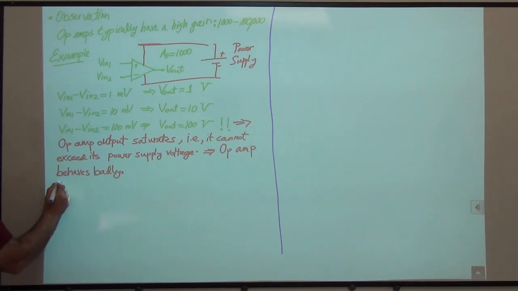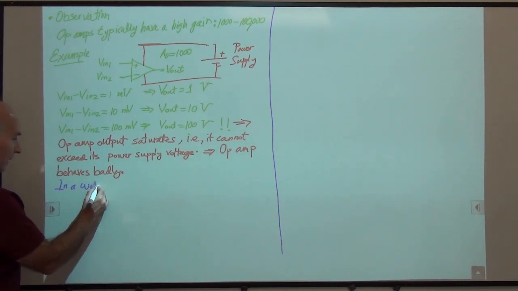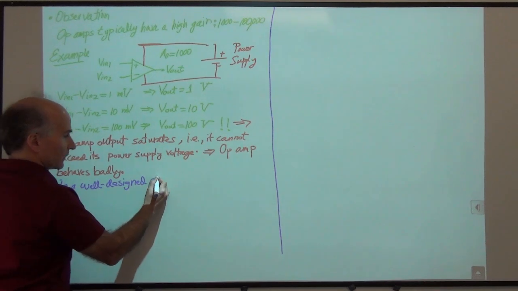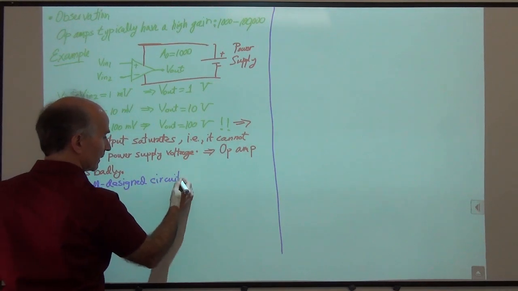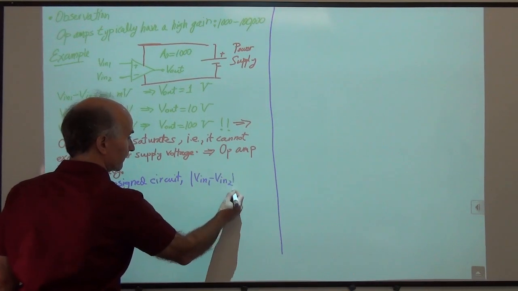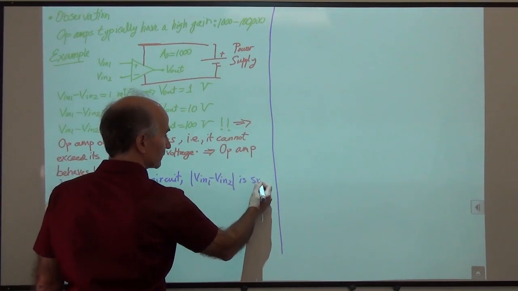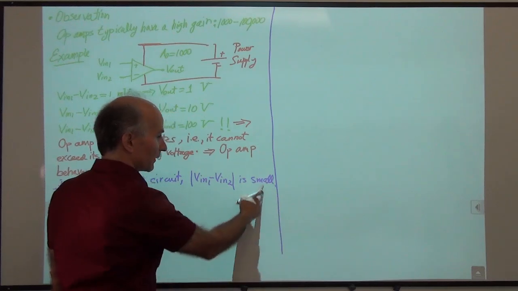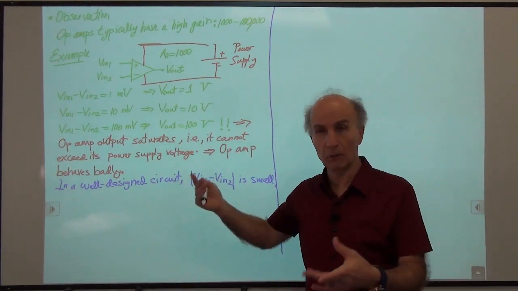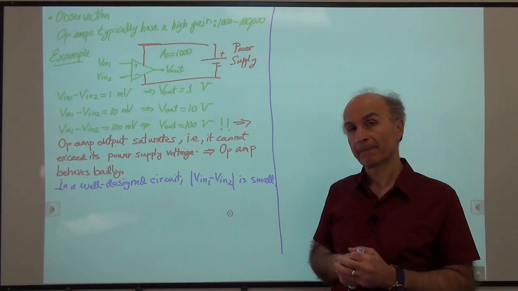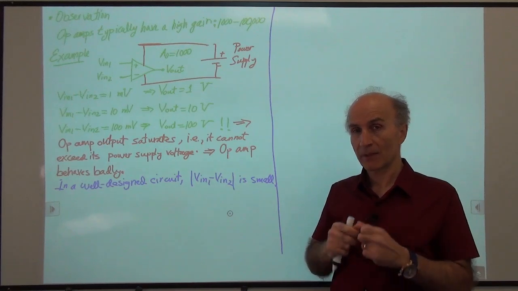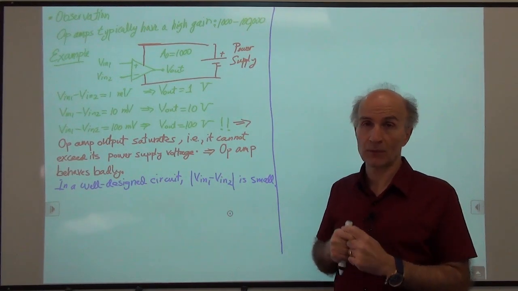So we say, in a well-designed circuit, V in 1 minus V in 2 is small. Now, the term small has to be quantified. We don't worry about it in this course. But let's say some millivolts or something in that range. Okay? So this is a key concept that allows us to simplify the analysis of circuits that use op amps.